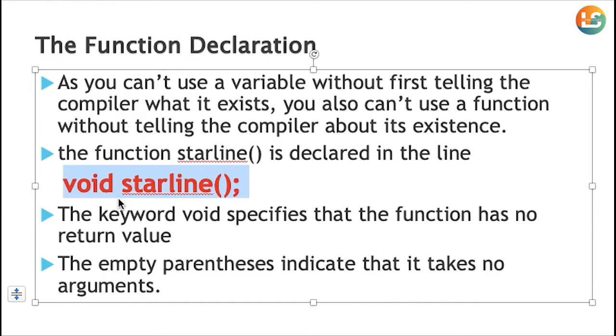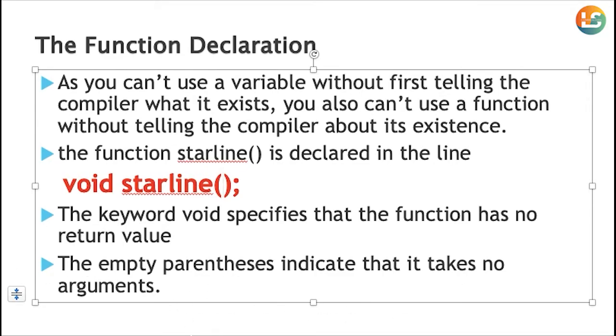For declaration, what you need is a declarator. A declarator includes the return type, the function name, small brackets, and within small brackets any parameters if required. The keyword void specifies that the function has no return value. The empty parentheses indicate that it takes no arguments.